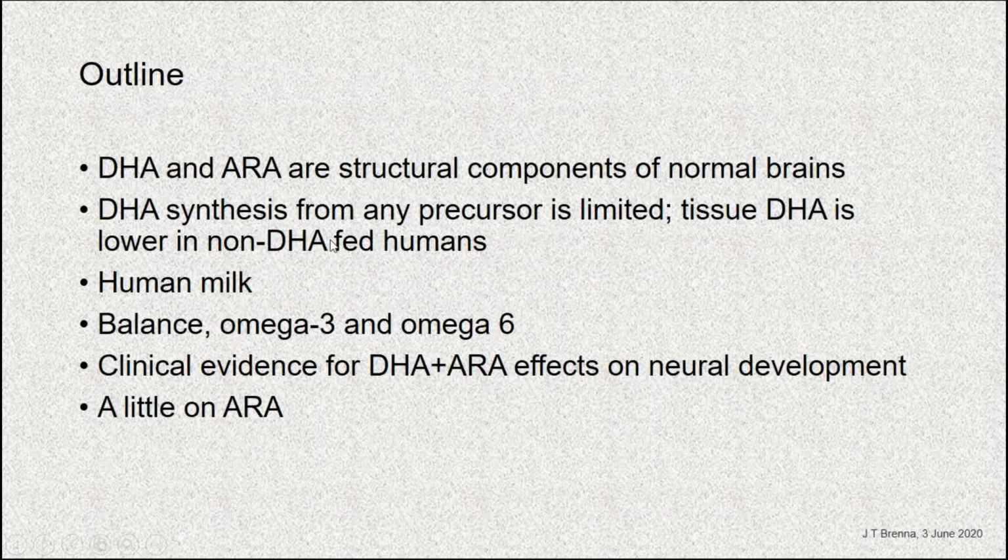I'm going to tell you about the basics of omega-3 DHA, omega-6 arachidonic acid. ARA is the abbreviation which is used in the United States, AA in most of the rest of the world. Tell you a little bit about synthesis from precursors. Actually, that'll be more towards the end. Tissue DHA data as well, human milk, a little bit about the balance of omega-3s and omega-6s, something about the clinical evidence, and something about arachidonic acid specifically because it is of high contemporary interest.